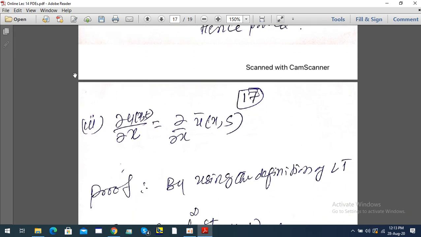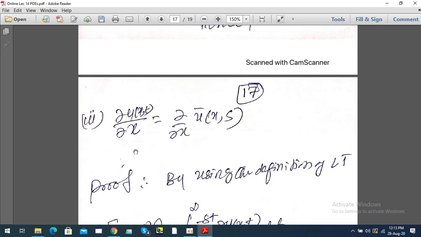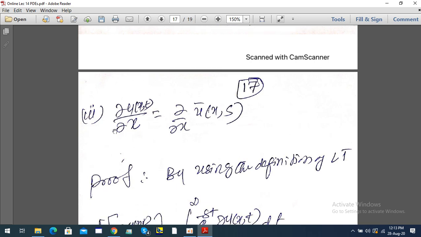Now what will be the Laplace of partial u by partial x? u is a function of x and t, but it is being differentiated with respect to the space variable: partial by partial x of u bar(x,s).